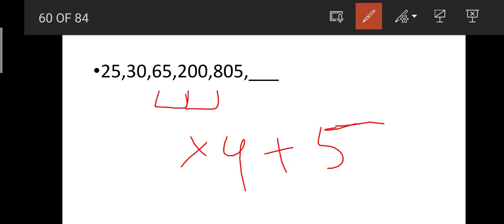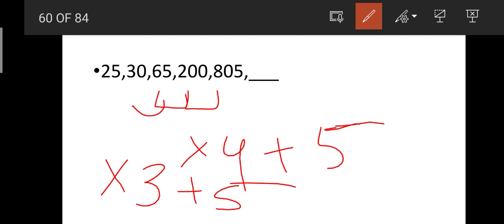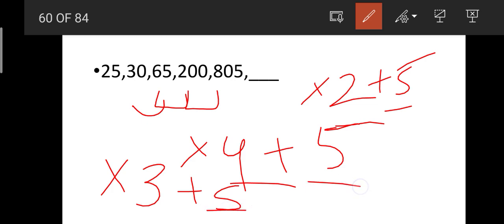If we observe here also clearly, for 65 to become 200, it should be multiplied with 3 and they have added plus 5. Okay, for 30 also to become 65, they should be multiplying with 2 and adding plus 5. So that we can get the clarity here, they are multiplying with 1, 2, 3, 4, 5 and they are adding the same number, that is plus 5, plus 5, plus 5. So to get our answer we should multiply 805 with 5 and then we should add plus 5.